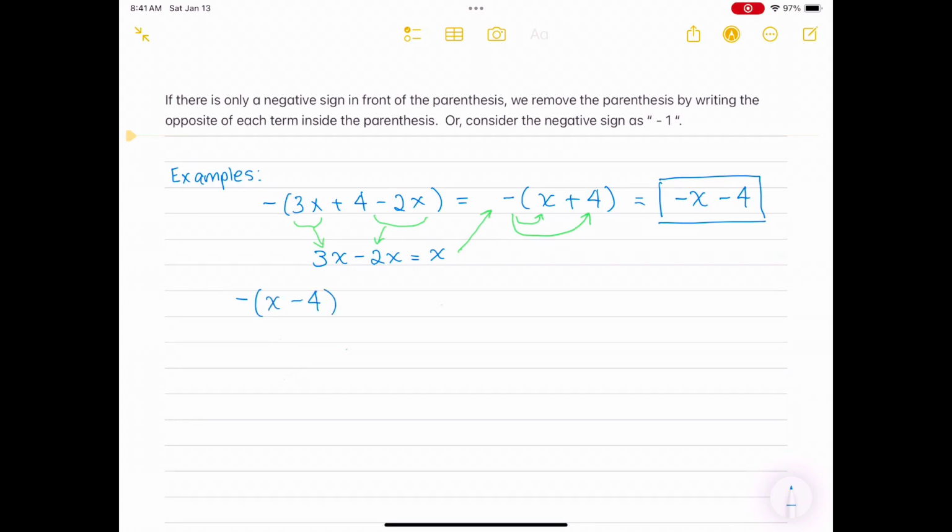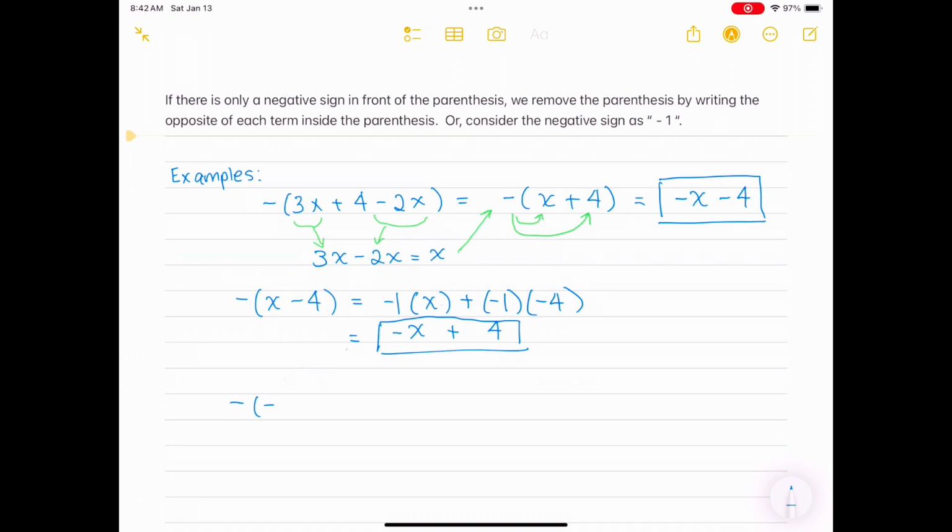Okay, next example. Negative, open parenthesis, x minus 4, close parenthesis. This time I will treat the negative sign as if it is -1, multiplying by each term within the parenthesis. So I have -1 times positive x, or just plain x, plus -1 times -4. -1 times x equals -x, which we add to -1 times -4 equals +4. This expression simplifies to -x plus 4, and I box my answer.